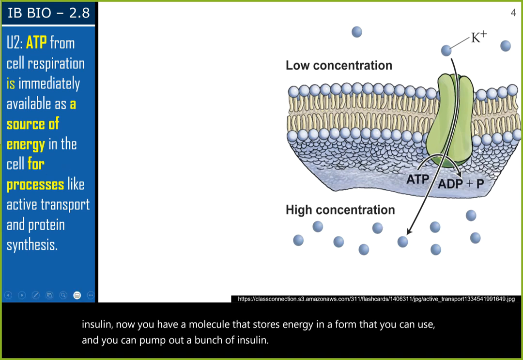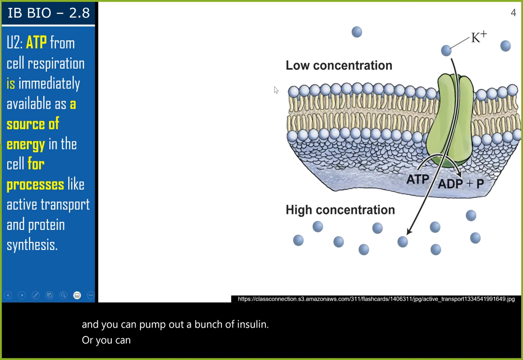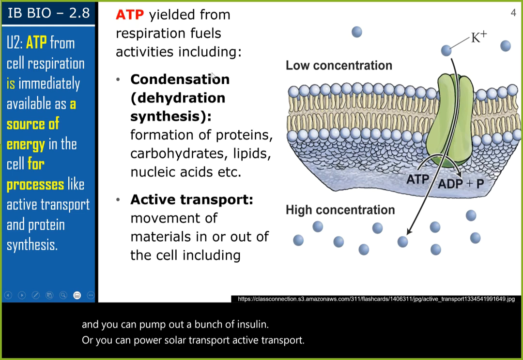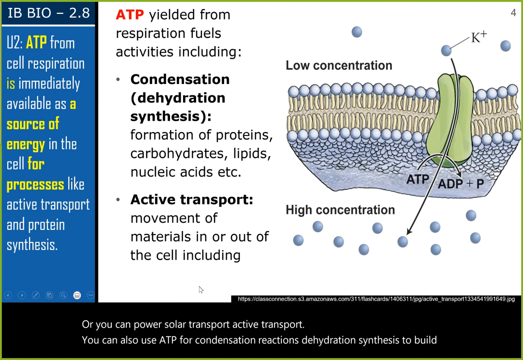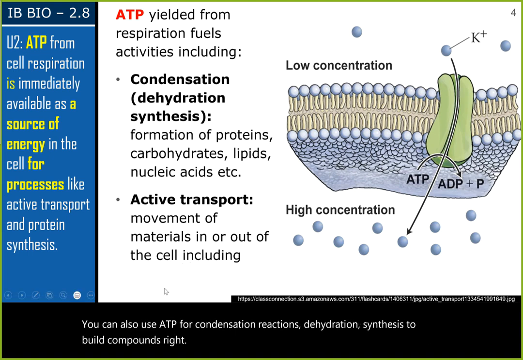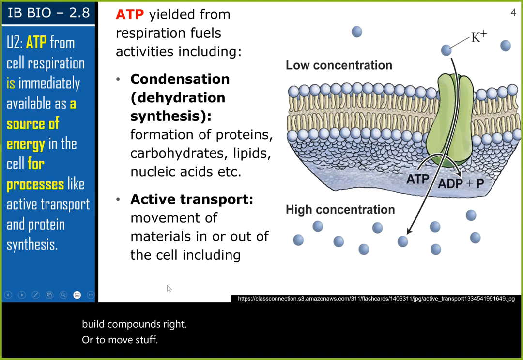Or you can power cellular transport, like active transport. You can also use ATP for condensation reactions, dehydration synthesis, to build compounds, right? Or to move stuff. Those are the major things that we use ATP for. Building and moving.